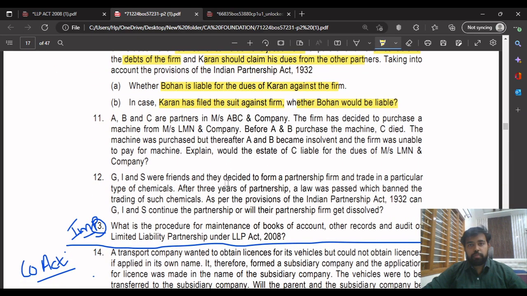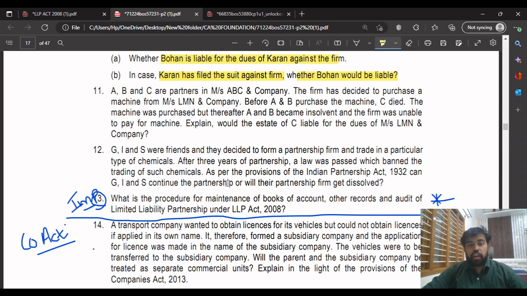Now, coming to question number 11. What the question says is there are three partners A, B, C, and the firm decides to purchase a machinery. But before they purchase the machinery, partner C died. Thereafter, A and B become insolvent and the partnership firm is dissolved. So now whether the estate of C will be liable for the acts of the firm.